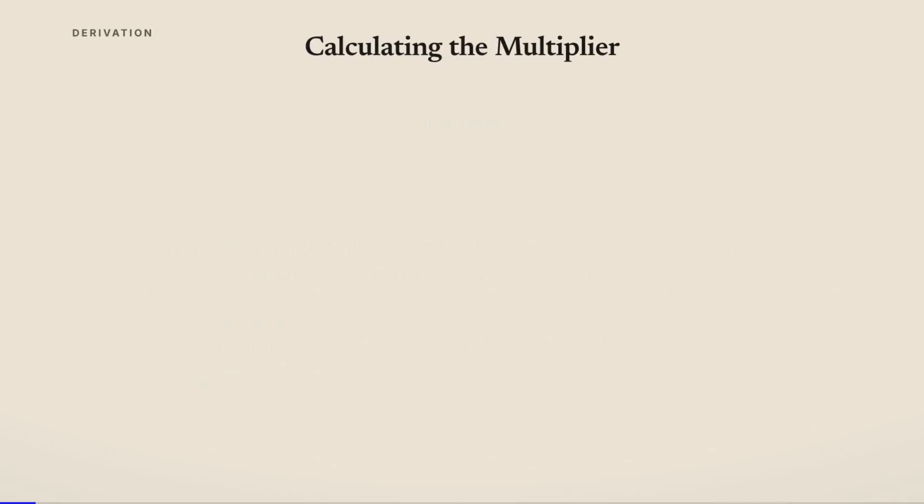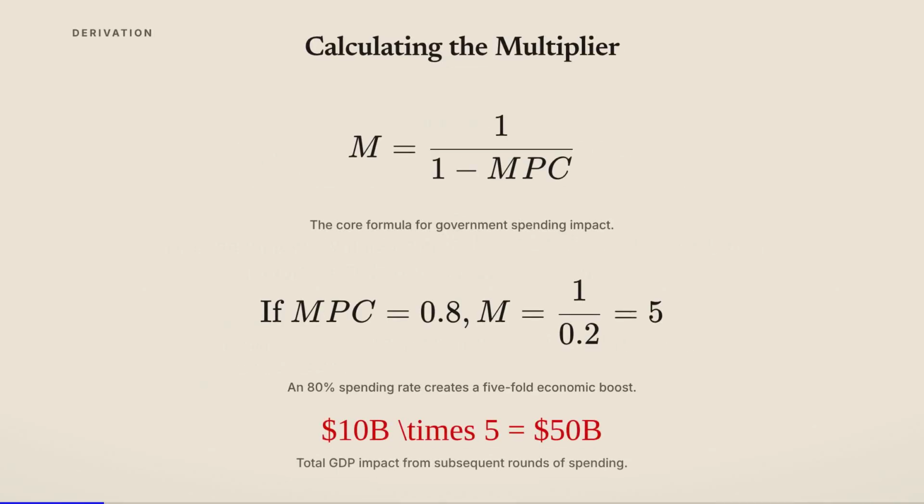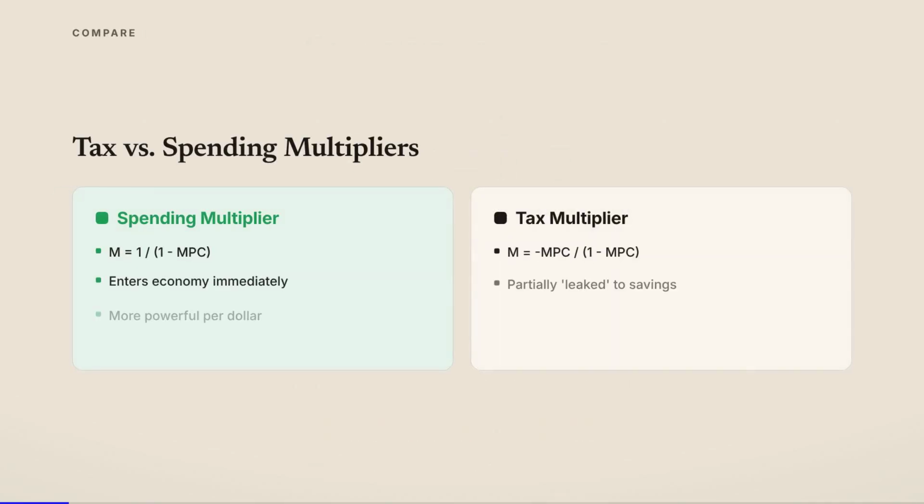To find the total impact on real GDP, we use the government purchases multiplier. The formula is 1 divided by 1 minus the MPC. Let's look at an example. If the MPC is 0.8, the multiplier is 1 divided by 0.2, which equals 5. This means a $10 billion increase in government spending could potentially increase the total GDP by $50 billion through subsequent rounds of consumer spending.